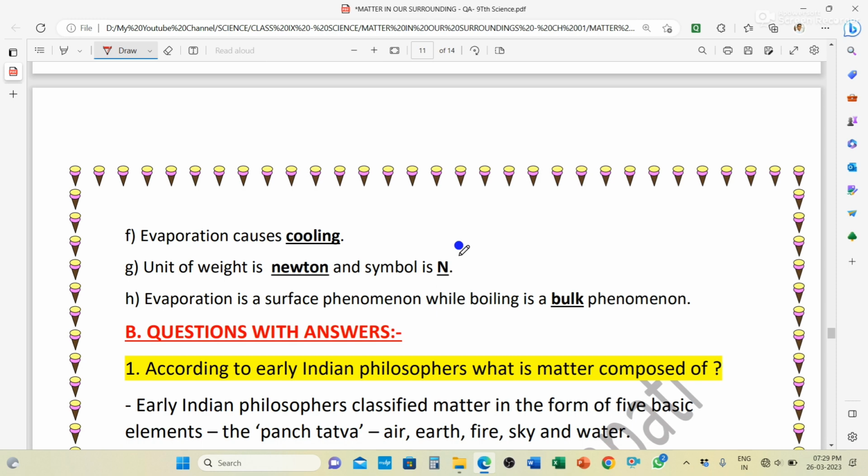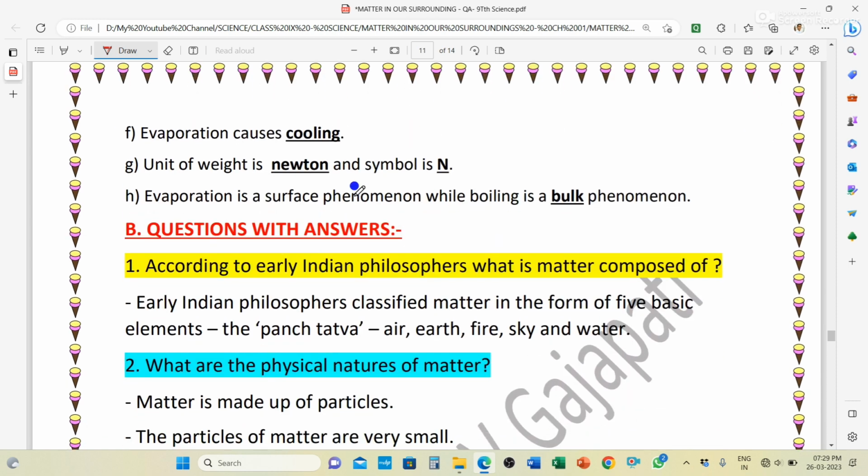There is a table provided in your book that contains some units and symbols. You have to remember. Okay. Here I have only provided unit of weight is Newton and symbol is N. But in the table there are so many quantities and their units and their symbols. You have to remember all those. Evaporation is a surface phenomenon while boiling is a bulk phenomenon. Okay. Then questions with answers.